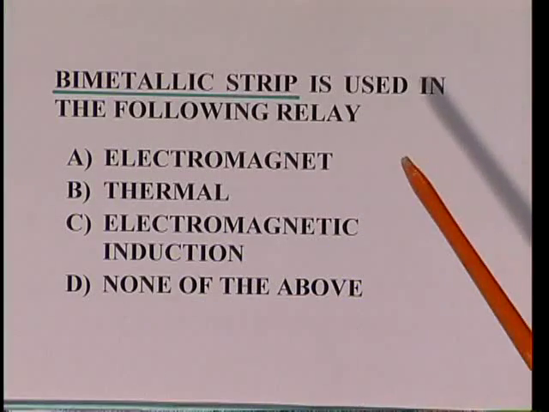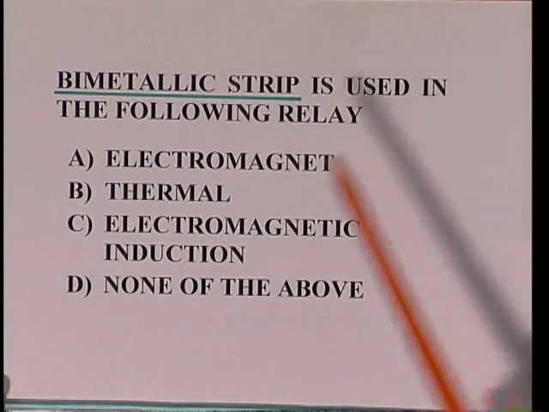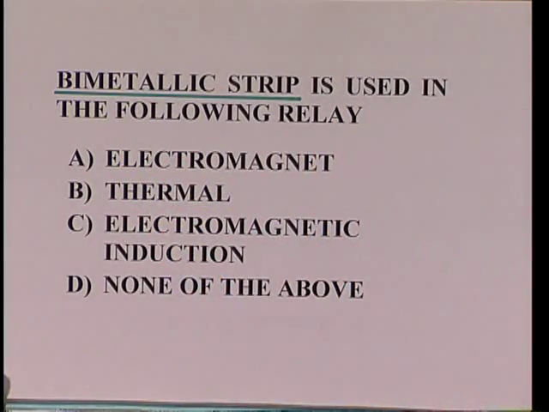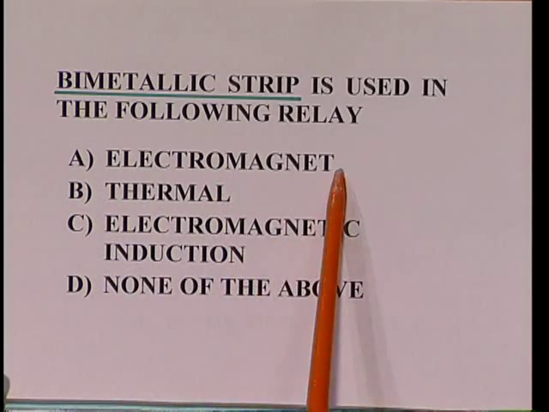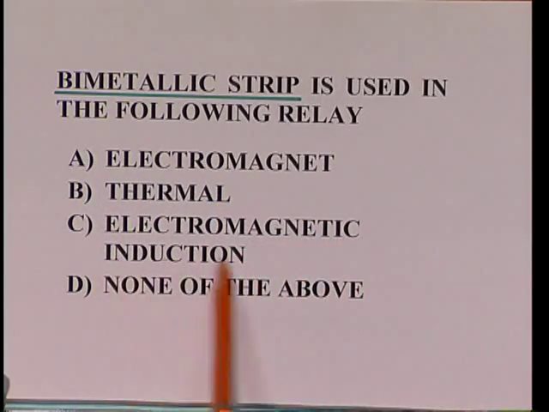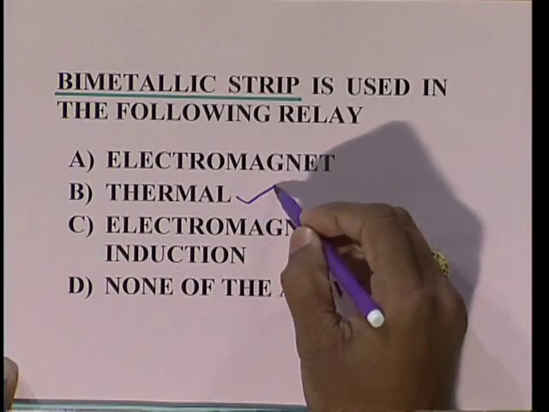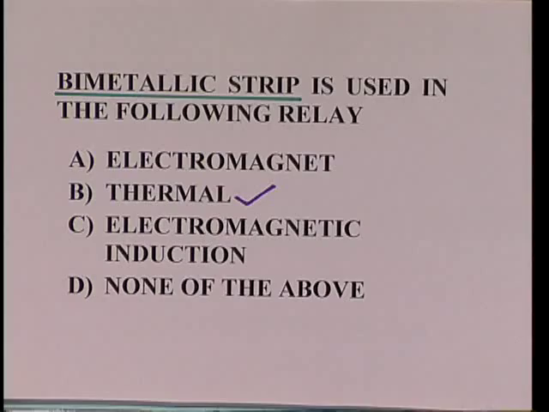So the objective question is, bimetallic strip is used in the following relay. A is electromagnetic, B is thermal, C is electromagnetic induction, D is none of the above. So the correct answer is bimetallic strip is used in thermal relays.